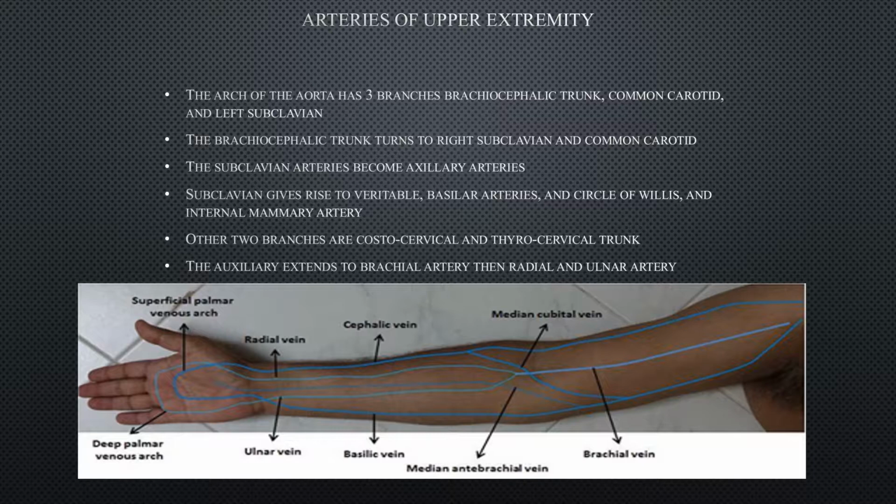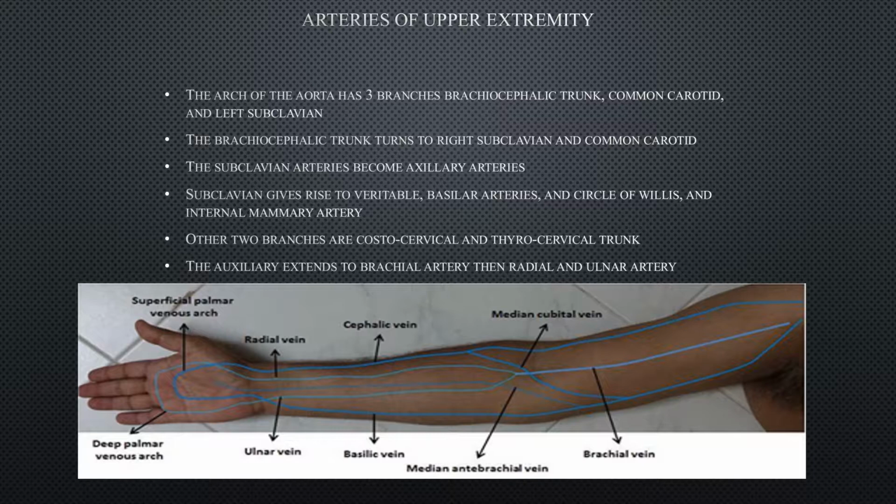The arch of the aorta has three branches, including the brachiocephalic trunk that provides blood to the upper right extremity as well as the right side of the head and neck. The second branch is the left common carotid artery that provides blood to the left side of the head and the neck. The third branch providing blood to the left upper extremity is called the left subclavian artery.